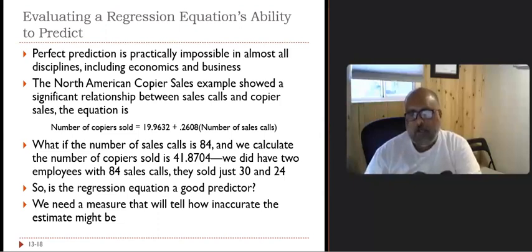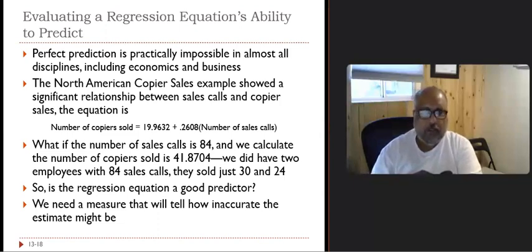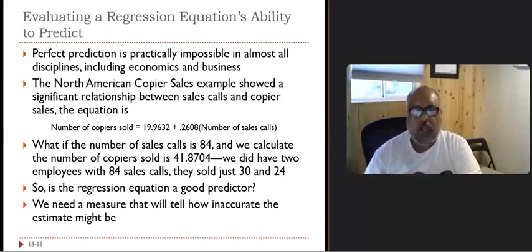So how do we evaluate a regression equation's ability to predict? As I said, a prediction is a prediction. It's not always going to come true, or there may be variation, plus or minus variation, and we call it the standard error of estimate. So again, in the world of statistics, there's nothing absolute. Everything is a best estimate.